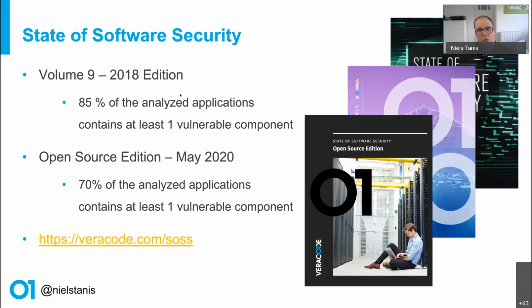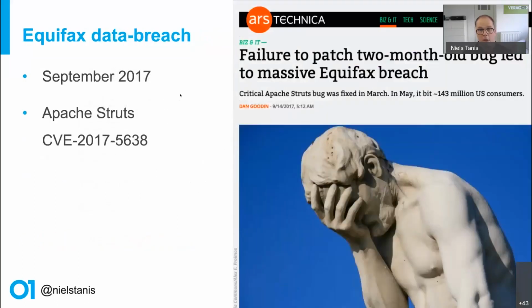In the 2019 edition, we didn't have those statistics, but luckily a month ago, we published an open source edition, which reflected exactly the same statistics. So I was happy to see it because I could use it right now. There is at least a decrease, and it shows that only 70% of the analyzed applications contain at least one vulnerable component. So there's some improvement. Still, I think it's a big portion, and you need to be aware of using the latest version of a component. I think that's the key of this.